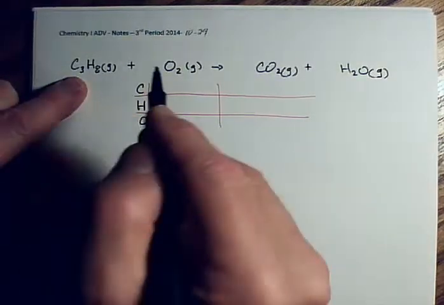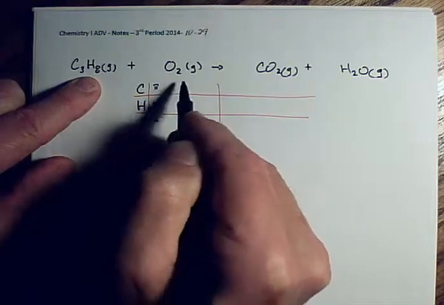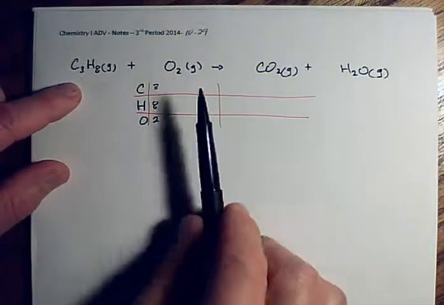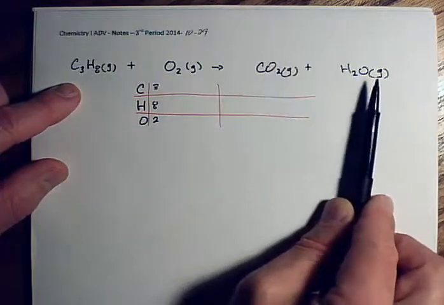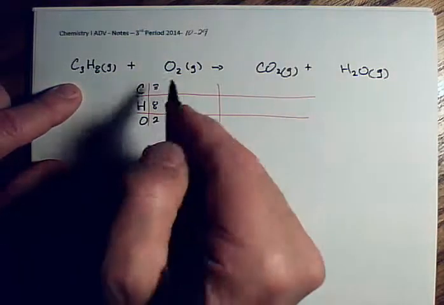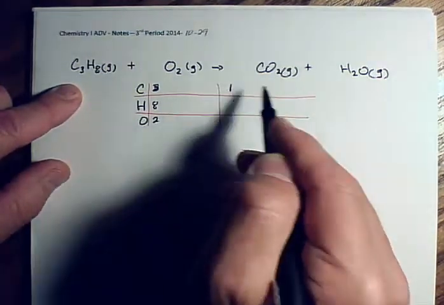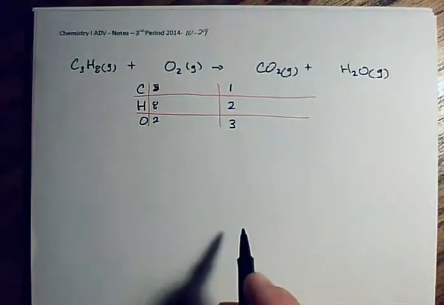All right. So we got 3 carbons, 8 hydrogens, and 2 oxygens on the left. I've got this vertical line under the arrow so I can keep up with all these things over here on the left and all these things over here on the right, okay? And on the right-hand side, I've got 1 carbon, 2 hydrogens, and 3 oxygens.